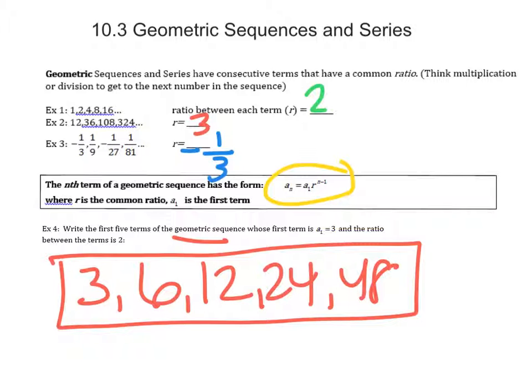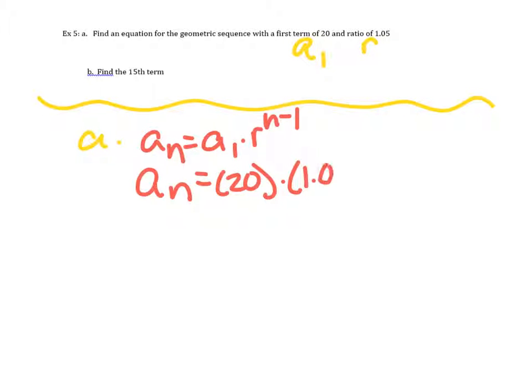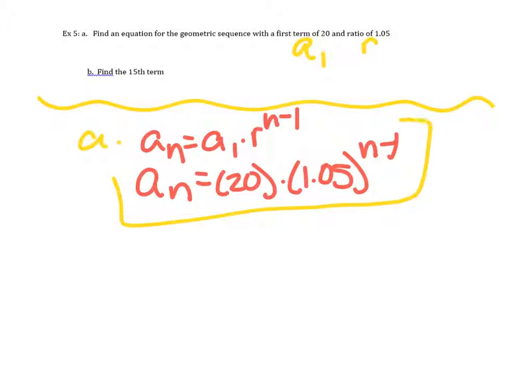So really, as long as you know that it's geometric, multiply. I want to find the equation for a geometric sequence with the first term of 20 and a ratio of 1.05. So this is my a sub 1. This is my r. So for part A, and again, yes, you need to memorize the equation, I would just write it out over and over until you learn it. My a sub n equals my first term, which is 20, times my ratio of 1.05 to the n minus 1. You may not multiply these two numbers together ever. So that is my equation.